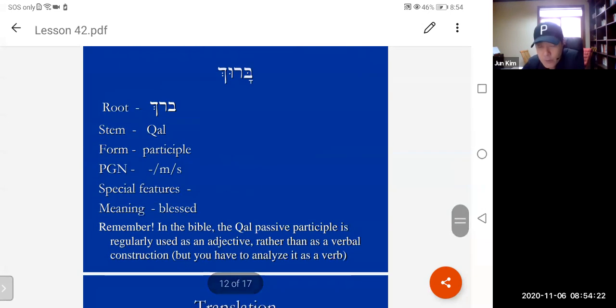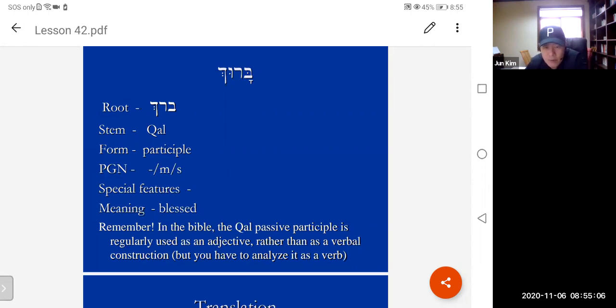So this is how we are going to analyze the verb. Baruch, Barak, Qal, and you are not supposed to just say participle. My apologies, it must be passive participle, in order for us to see the difference between the passive participle and the ordinary participle. So please include passive participle. It has no person, only gender and number: masculine singular. Special future none, meaning blessed.